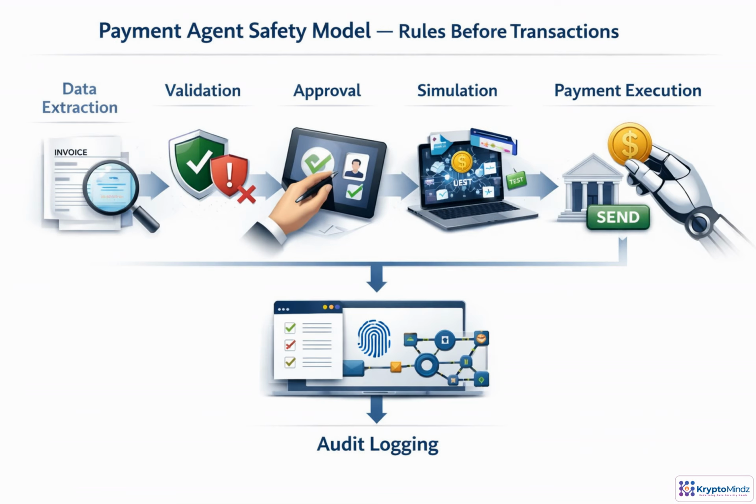Payment agents need a stricter safety model because a bad transfer may not be reversible. The agent can extract invoice details, but deterministic rules decide whether payment is allowed. Validate identity, amount, network, token, and recipient. If the invoice is high value, the recipient is new, or anything changed, require human approval. Then simulate the transaction before sending. Every step should be logged, so the final payment is explainable and auditable.